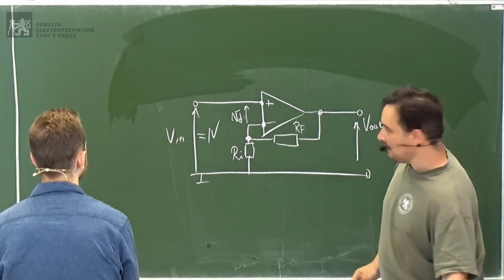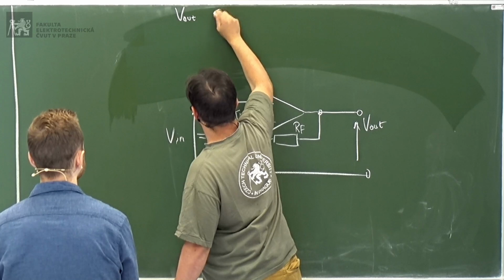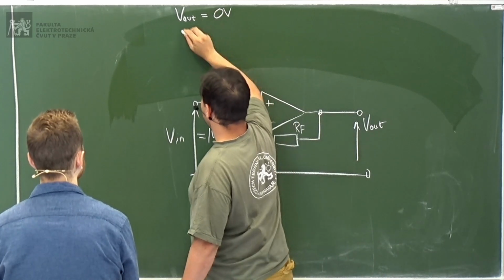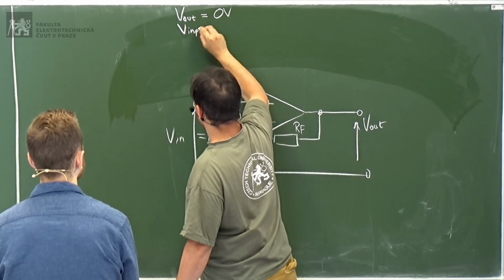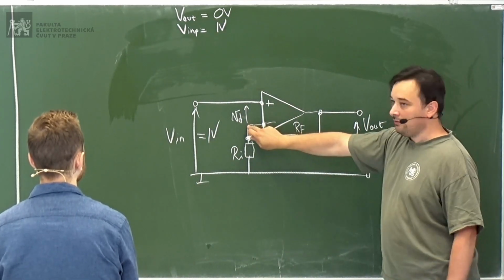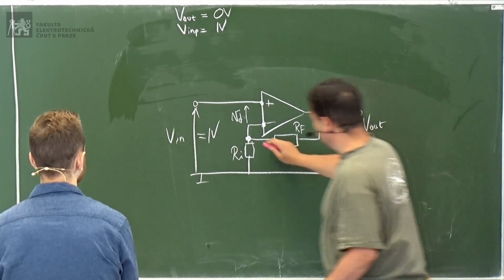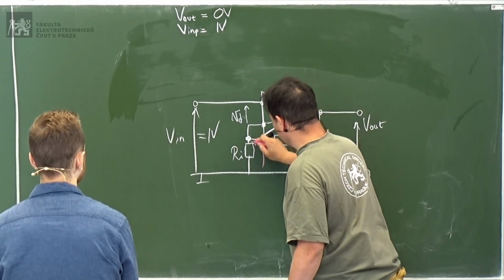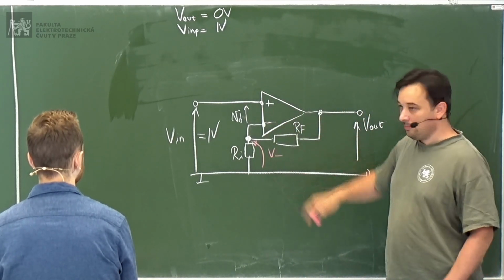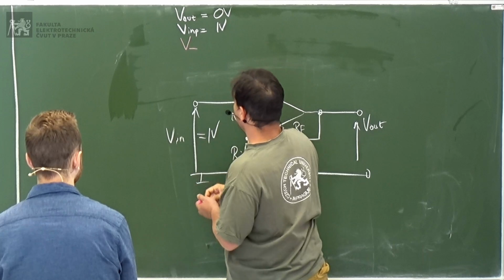Okay. So let's say that the output voltage is 0 volts, okay? And the input voltage will be 1 volt. Now we have to find the voltage at this point. Let's call it V minus, the voltage of the negative input with respect to the ground.